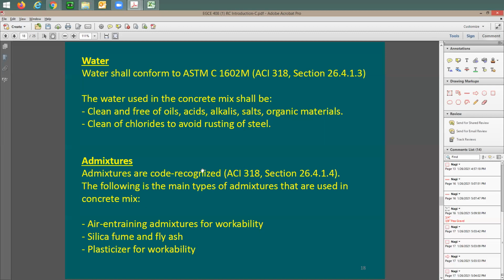So if you'd like to change any of the normal properties of the concrete, you just go and add some admixtures, which is very common. There is actually no mix without some admixtures and additives. It's very common.